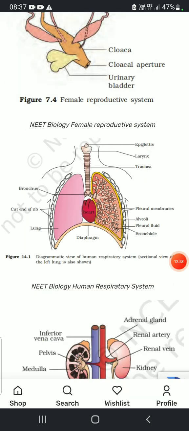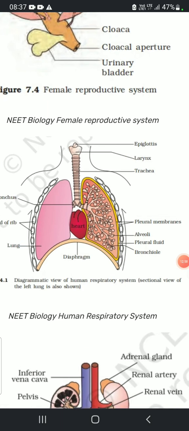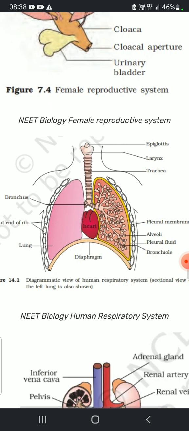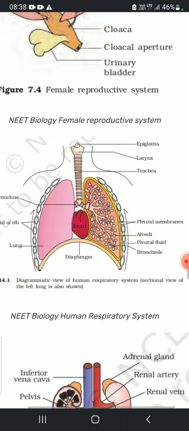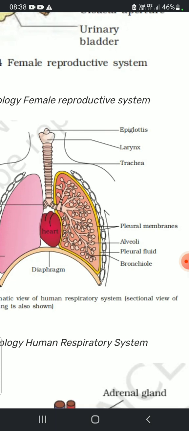Next we have the human respiratory system diagram of lungs, starting with epiglottis, a flap like structure which gets covered during the entry of food. Then we have larynx, then trachea, then we have the bronchus and this cut end of ribs. Then we have lungs, pleural membranes are present, which has pleural fluid which reduces the friction between the layers. Next, diaphragm is present on the lower side.